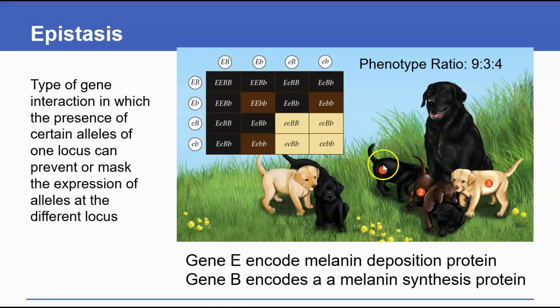But there's this other gene that encodes a protein that is important for putting down that color. It doesn't matter if it's a black color or a brown color, but gene E is going to express a deposition protein. So what happens is if you don't have any of that active E, any big E, no color will get deposited, neither the brown nor the black, and it's those dogs which end up being the golden color.